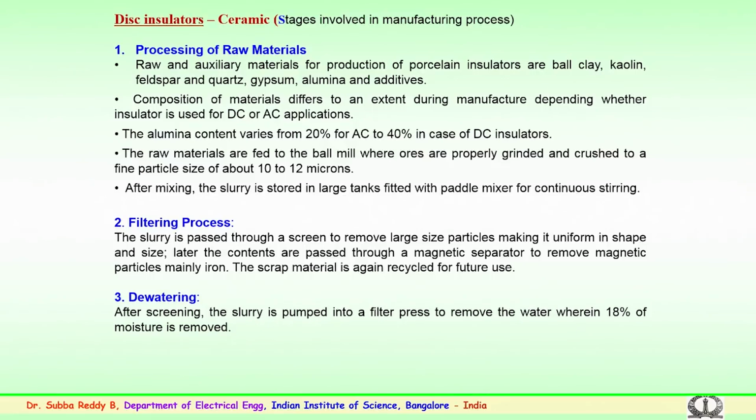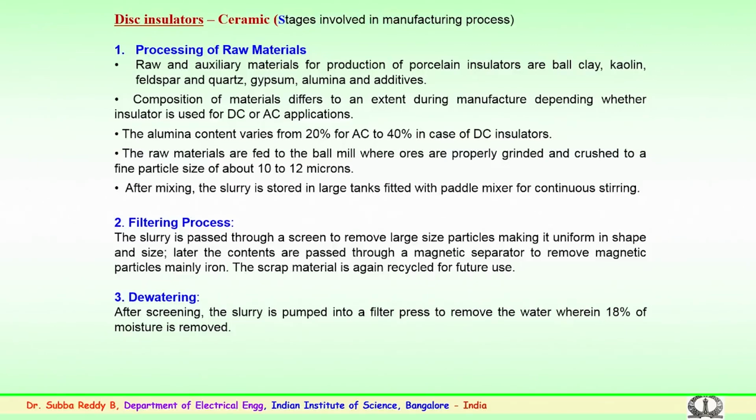The raw materials mentioned are fed to the ball mill, which mixes the material, where the ores are properly ground and crushed into fine particles. Here the ball milling, in the initial stages, is done to bring the particle size down to somewhere around 10 to 12 microns. So, the material is being crushed to a very small size.